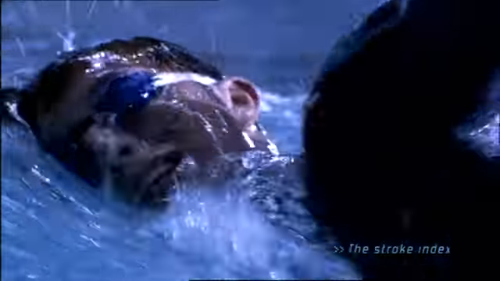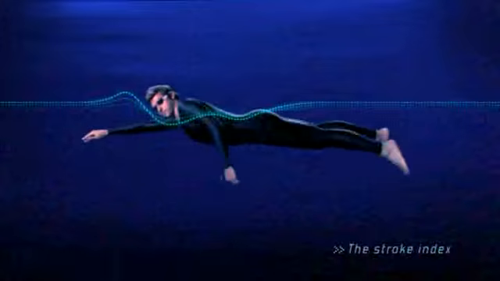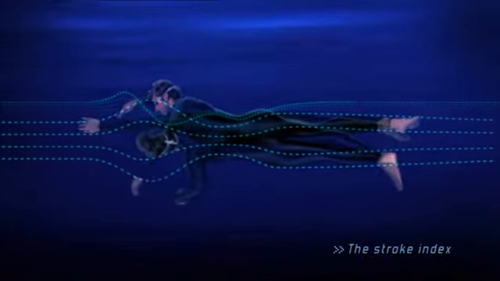The second element of the freestyle stroke is breathing. For Ian to breathe so efficiently and effectively, he never allows his head to submerge or go completely beneath the surface of the water. His head creates a bow wave, which he breathes behind.